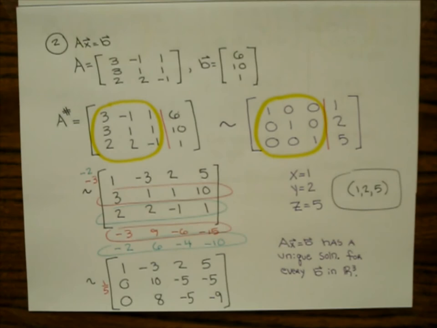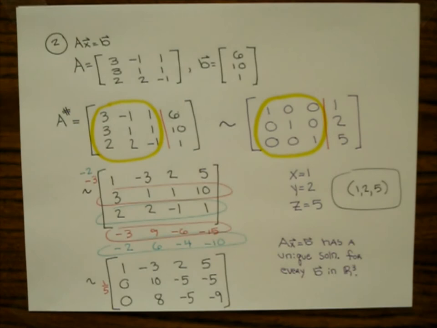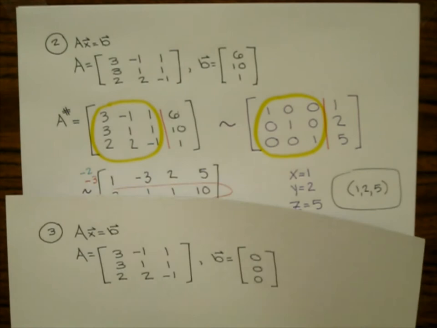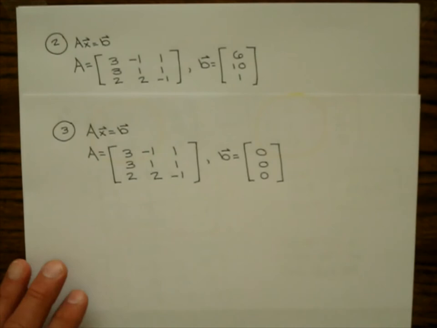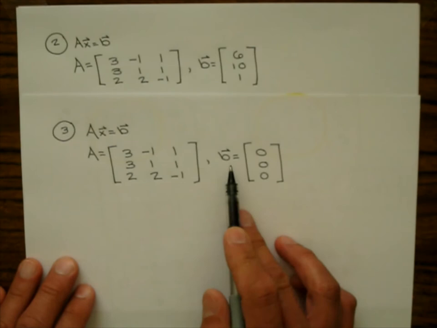This was example 2. Let me find out where my example 3 is lying. I know it's somewhere. Here it is. Look at this. Here's example number 3. And what do you notice about example number 3? Well, A is the same thing. And now I've just changed my right-hand side vector B to 0, 0, 0.